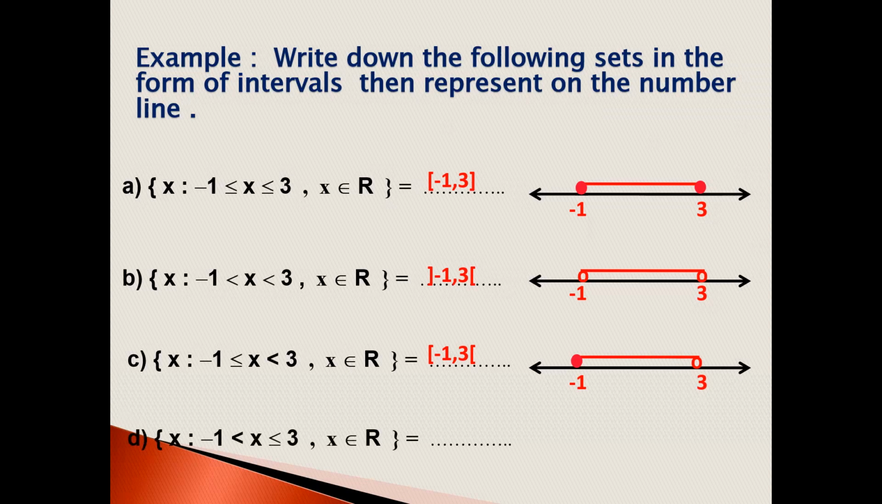Letter D. Here's the set of x such that x belongs to R, x more than -1 and less than or equal to 3. Here also I have first less than and second less than or equal. So I put -1 open, 3 closed, because -1 is not included and 3 is included. So I write it -1 open, 3 closed. I write it on the number line. I put a point on -1 and a point on 3. I cover 3 but open -1 and join between them.